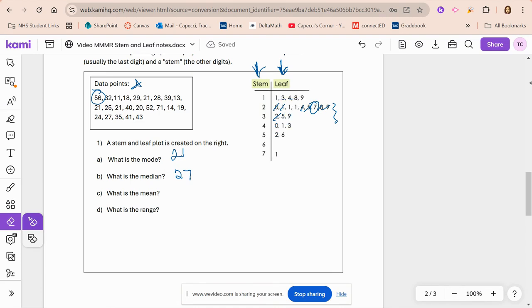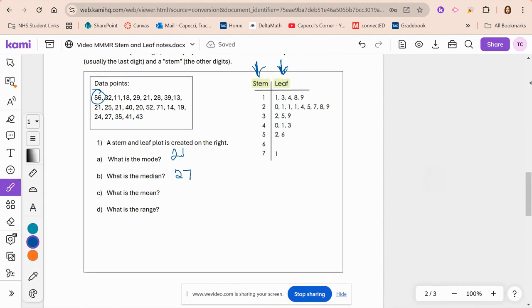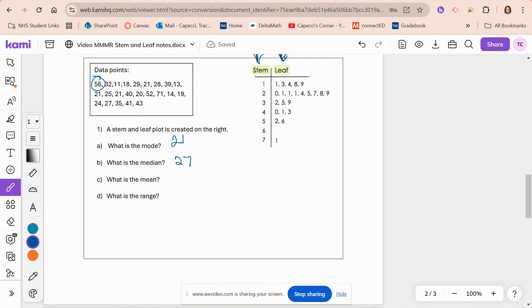Now, my mean is my average. When you're doing that, you can do it one of two ways. You can either look at the stem and leaf, or you can look at the original data points. But again, when I add them all up and I divide by the number of scores there are, which is 23, the mean is going to be 30.4.